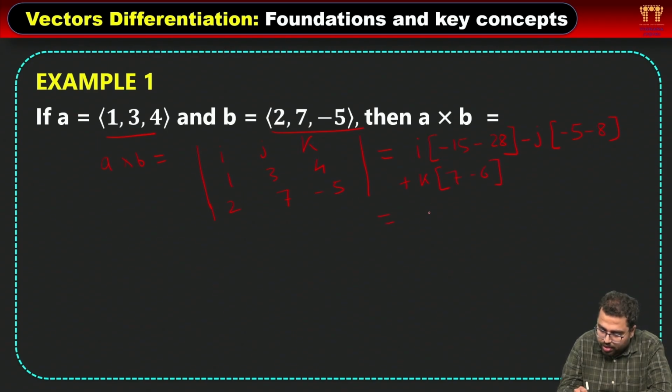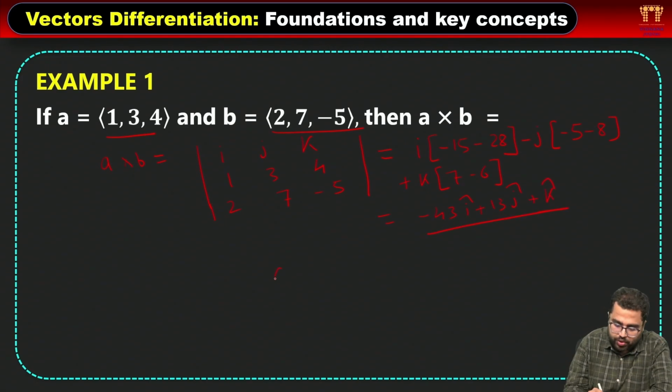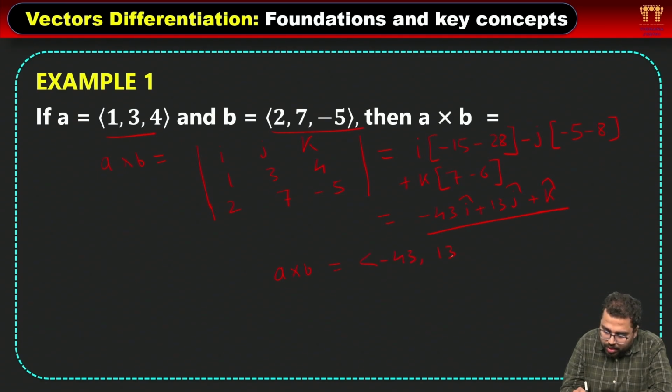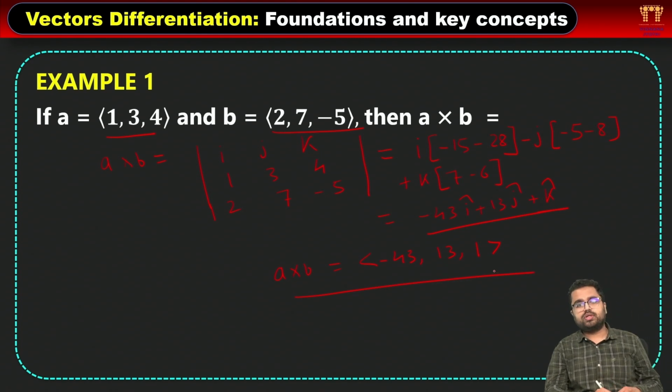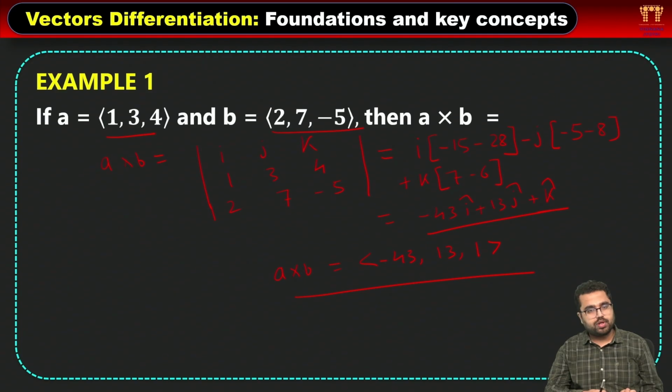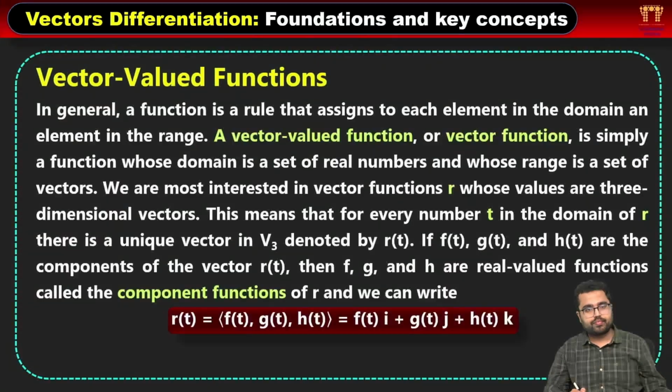So it gives me minus 43i, plus 13j, plus k. So this is the new vector. A cross B in component form can be written as minus 43, 13, 1. So it's a vector quantity. So what is the difference? Dot product gives you a real number, which is a scalar quantity, and cross product gives you a vector quantity.